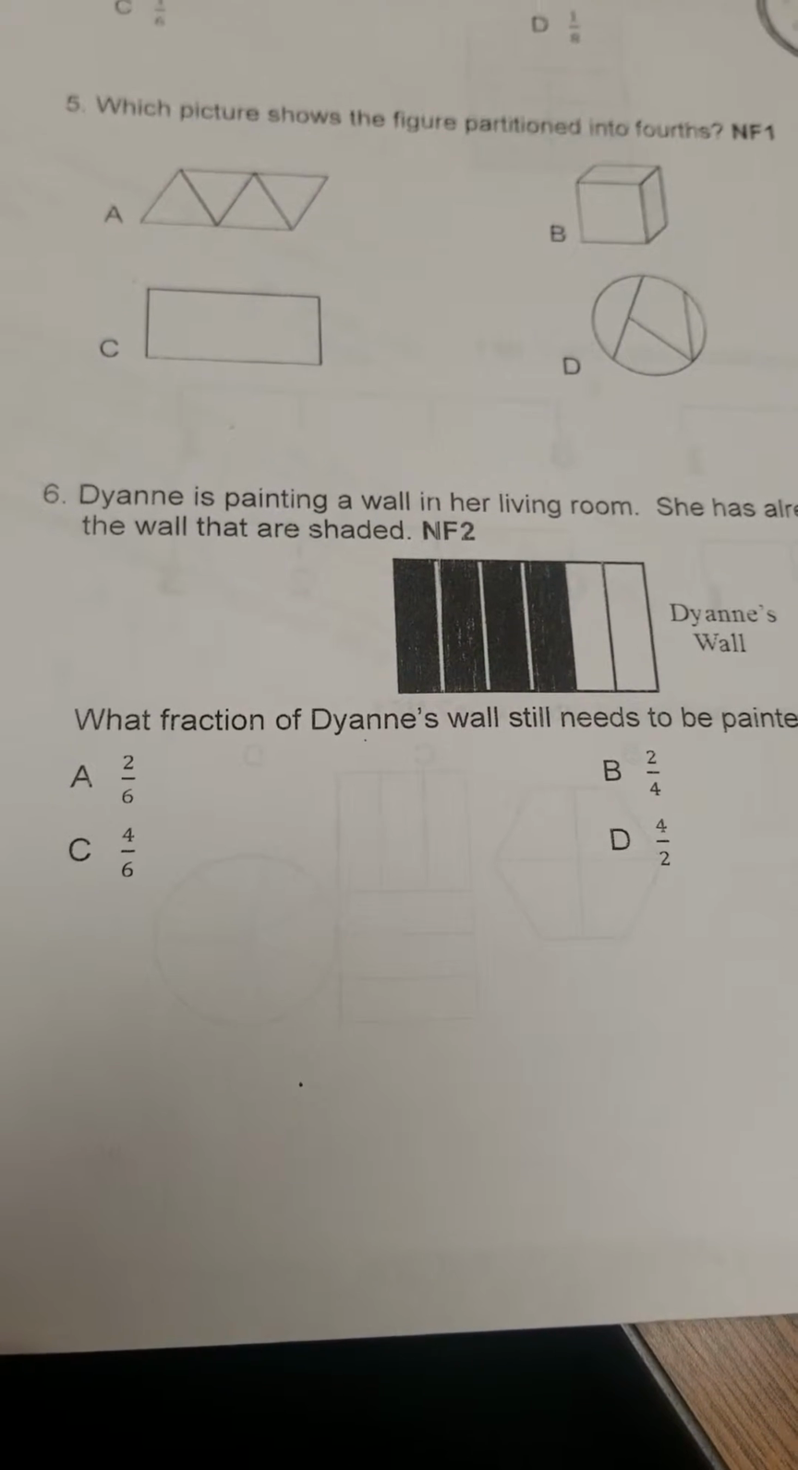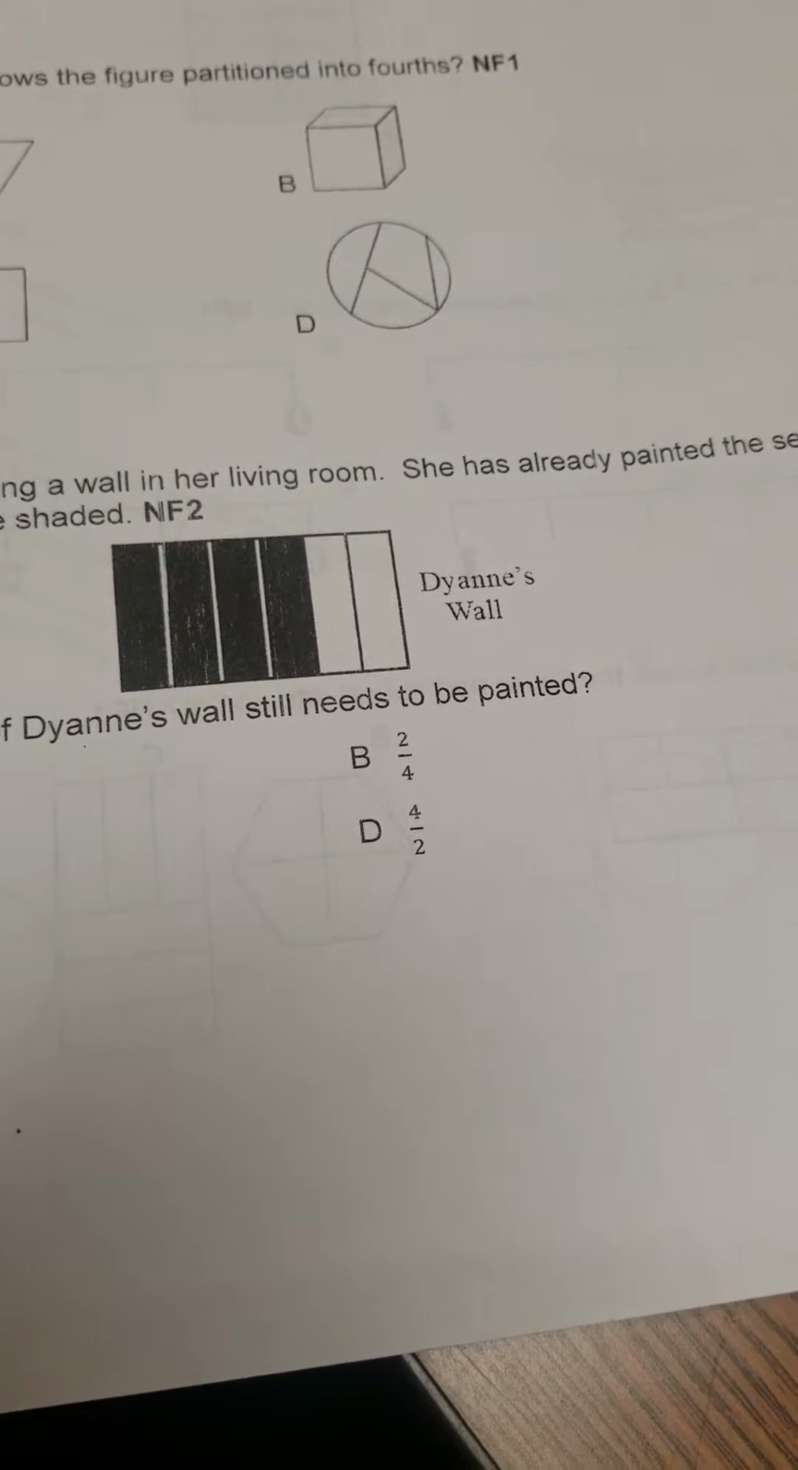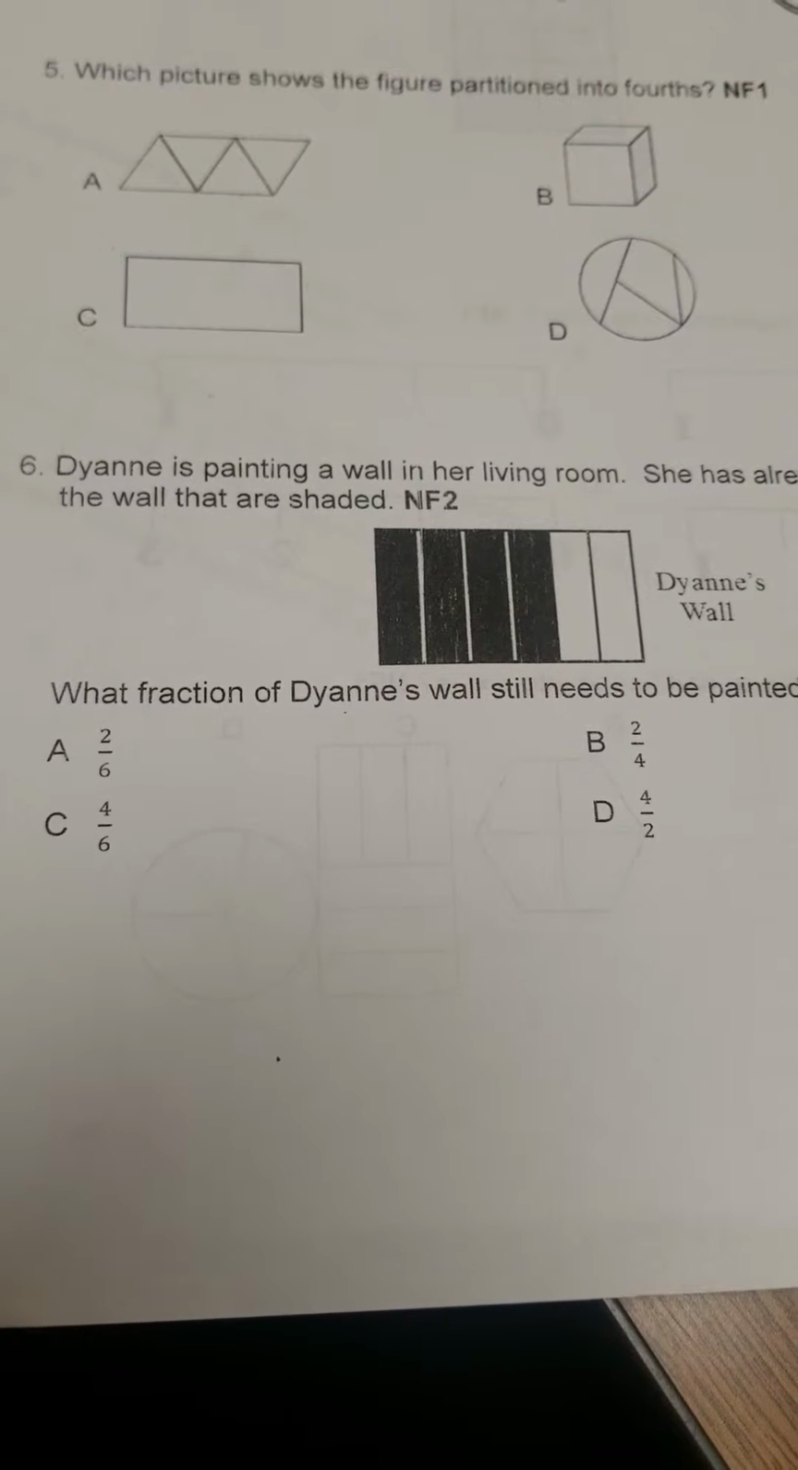Number 6. Diane is painting a wall in her living room. She has already painted the sections of the wall that are shaded. What fraction of Diane's wall still needs to be painted? A, 2/6. B, 2/4. C, 4/6. D, 4/2.